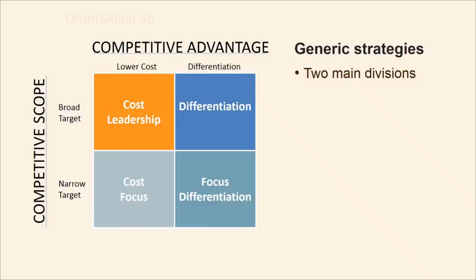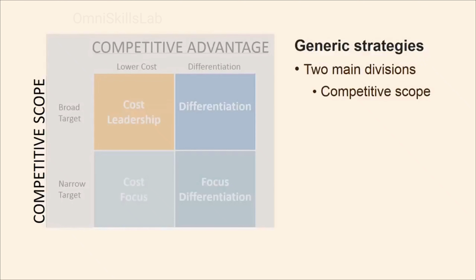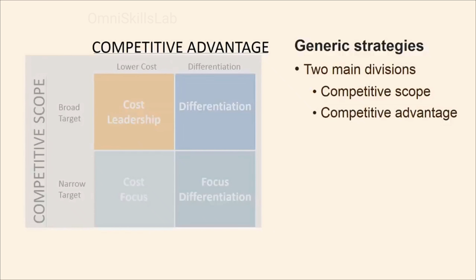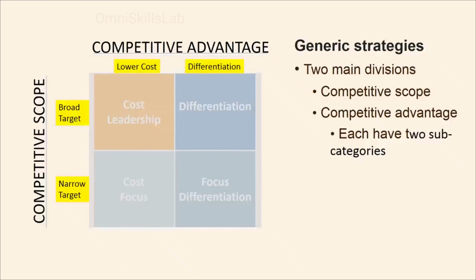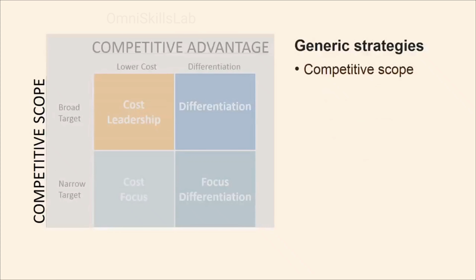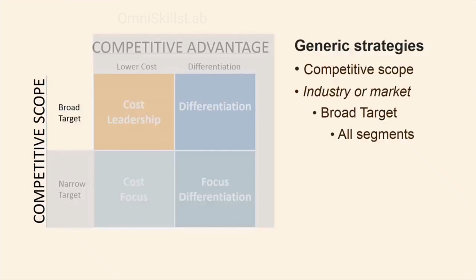The model has 2 main divisions. One of these is competitive scope, which defines the breadth of the firm's target market within its industry. The second is competitive advantage. Each of these 2 broad divisions have 2 subcategories. The first, competitive scope, is sometimes also called the industry or market.